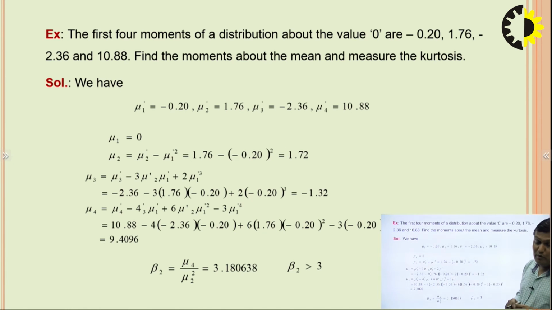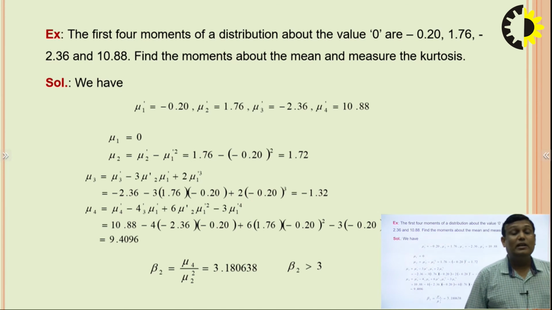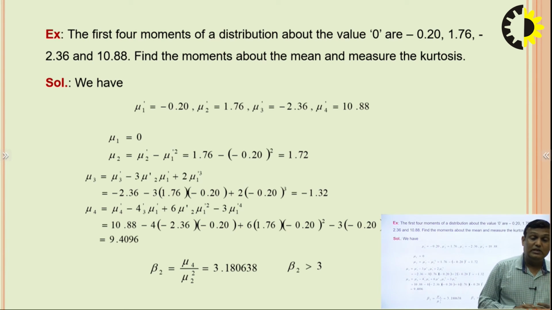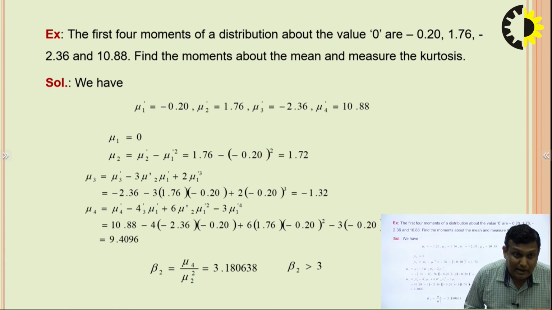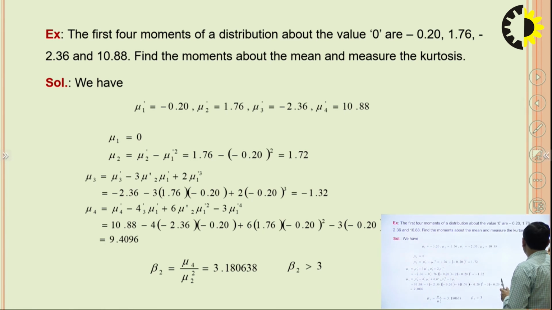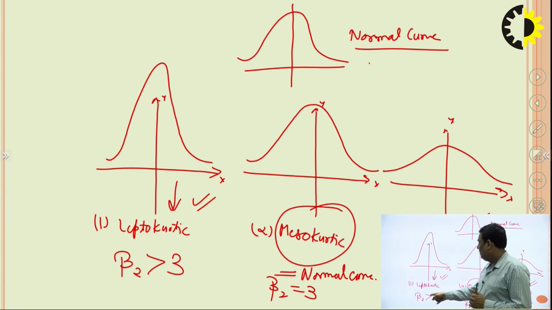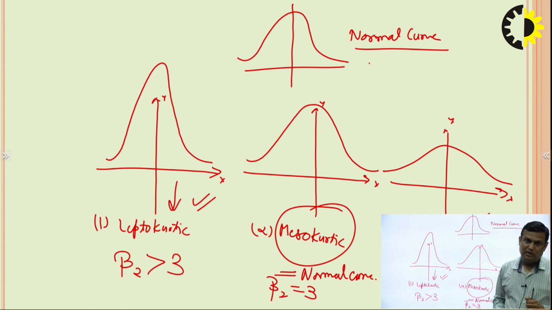Now put this in the value of beta 2. What is the formula of beta 2? Mu4 upon mu2 square, so 3.180638 is the final value. And 3.18 means beta 2 is greater than 3, and beta 2 greater than 3 means our curve is leptokurtic. Just check it: if beta 2 is greater than 3, our curve is leptokurtic.